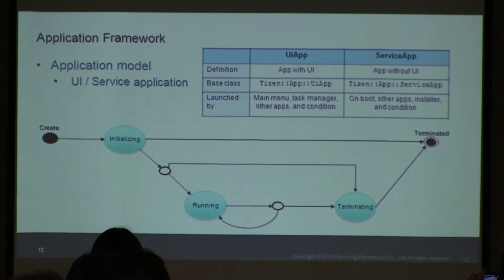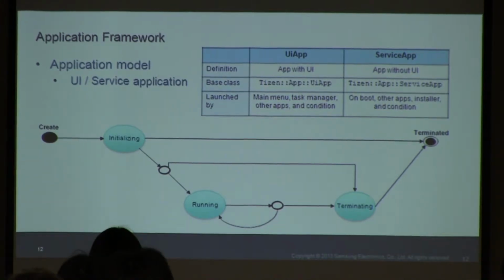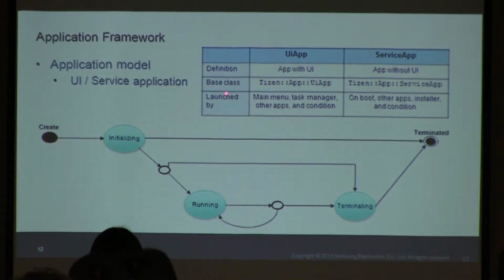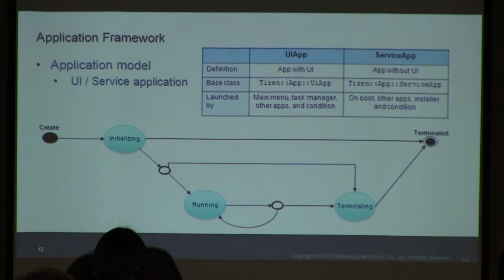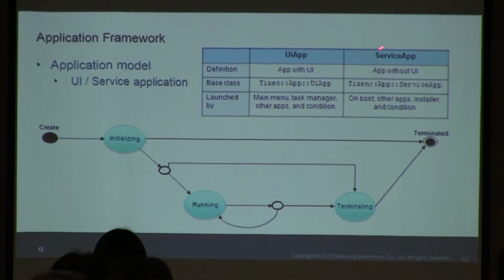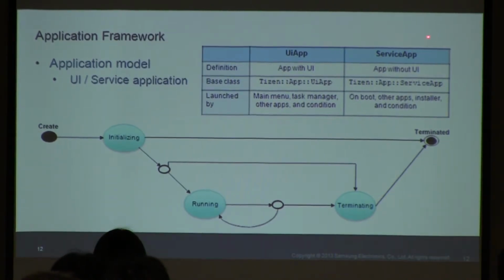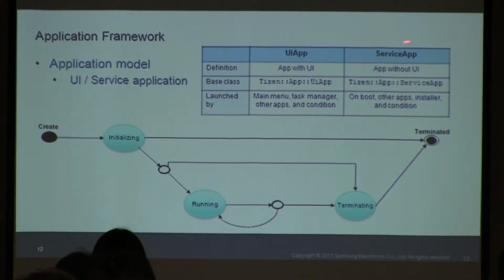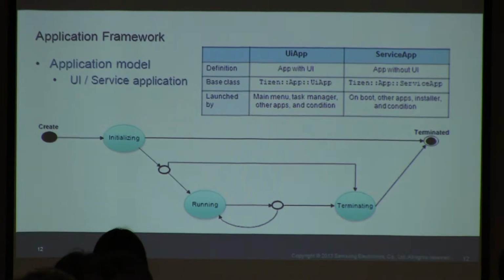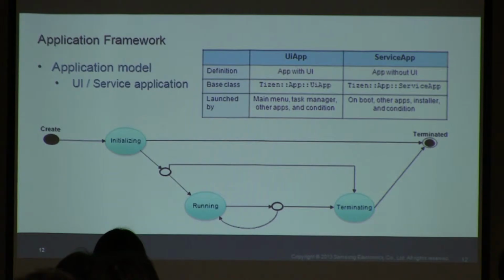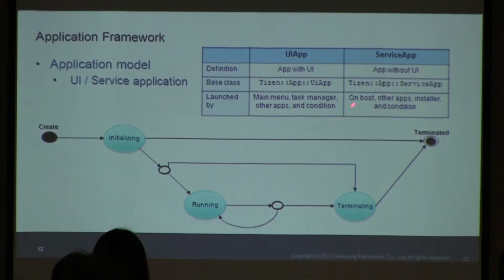A native application has two types. Actually there are more types, but I will introduce two. The UI application, which has a UI, acts like a normal application. But there is another application framework, the service application. When you make a service application, it doesn't need any UI and acts like a background application. So you can choose it.